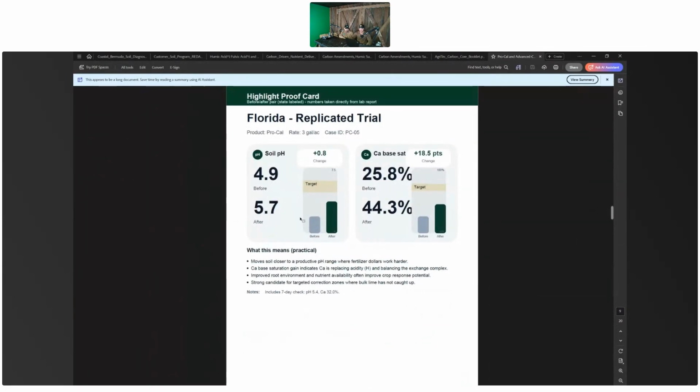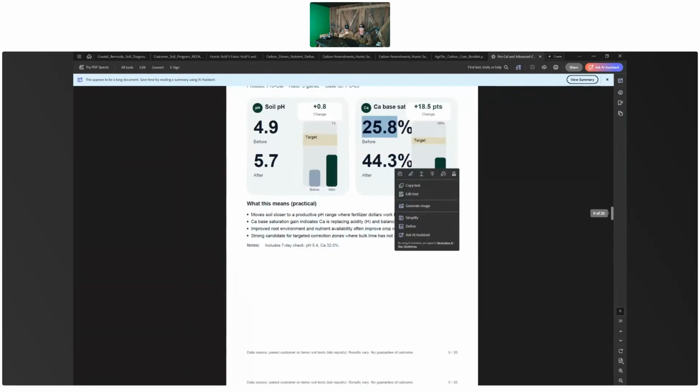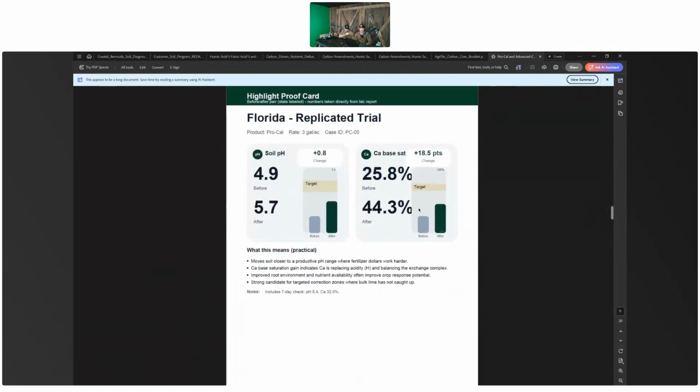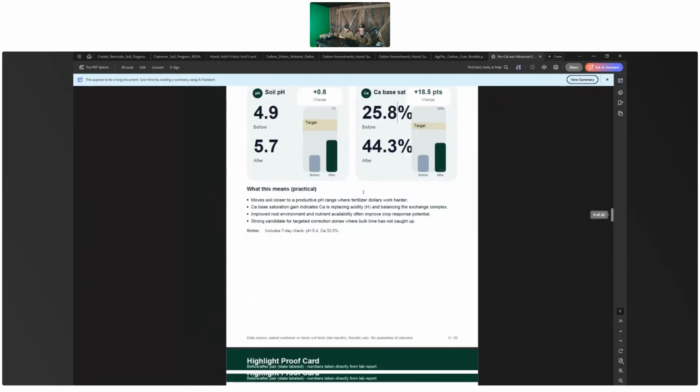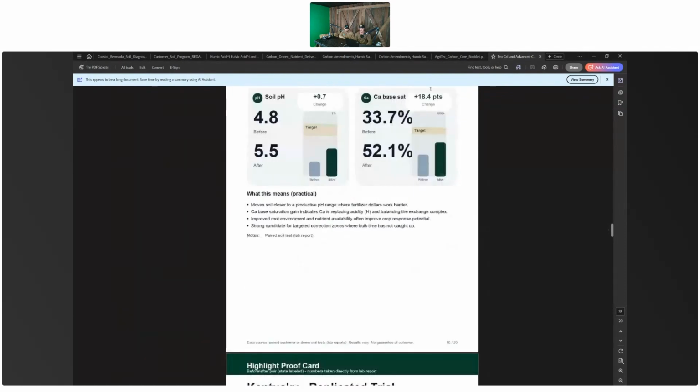Here we see Florida, 4.9 to a 5.7, 25 to a 44. This one's going to need another run. Not because somebody here didn't do their job right, but because when your soil's starting out real low like this, it's more effective and cost effective to create a 2-year system where, hey, let's get this up 20 points, then let's work on getting up another 20 or 30 the following year rather than try and do it all at once.